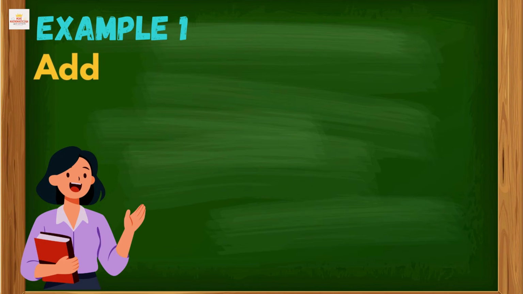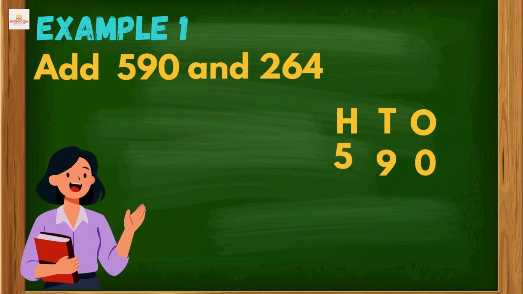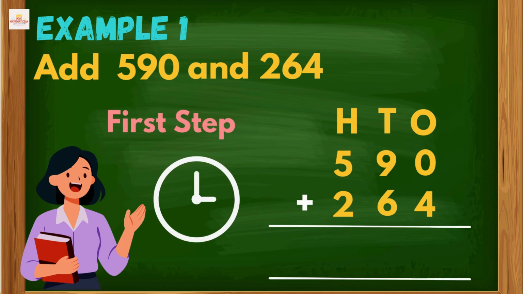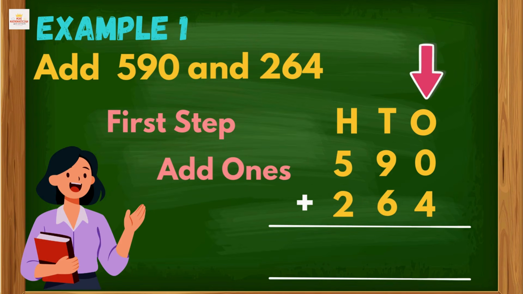Add 590 and 264. First, let's write the numbers neatly in column form. Kids, what is the first step in addition? Very nice. Add the ones.